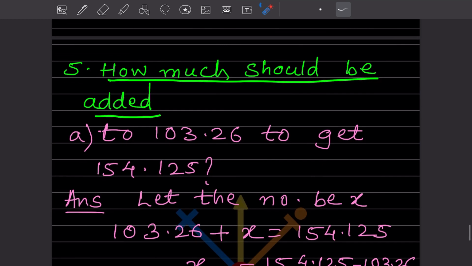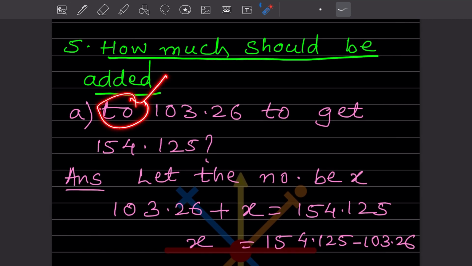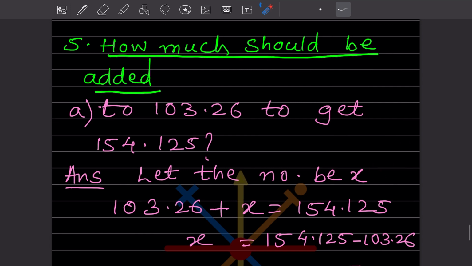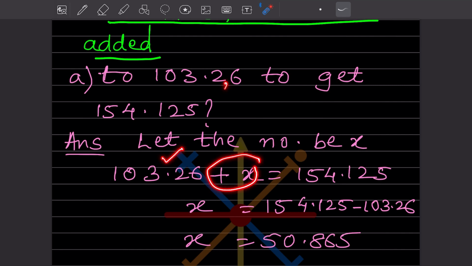Now here they said how much should be added. There was subtraction and how much should be added to. So now after this one, to get this one, we don't know what the number is. So let the number be x. And this 103.22. So how much should be added to this one? We don't know, this is a number given, and how much should be added means we have considered the number as x. So plus x is this.